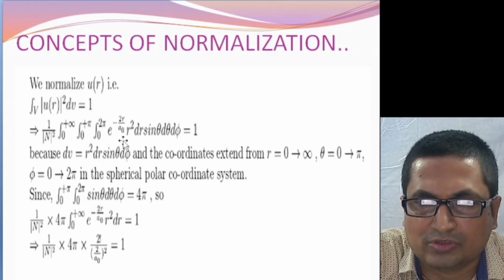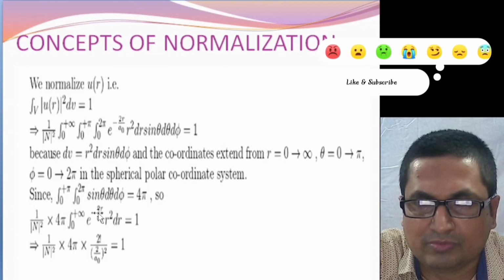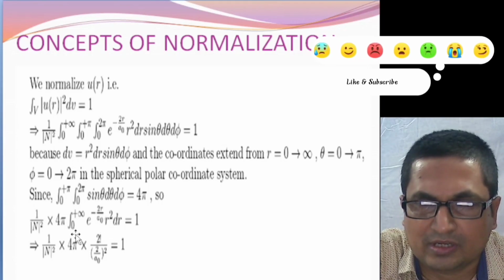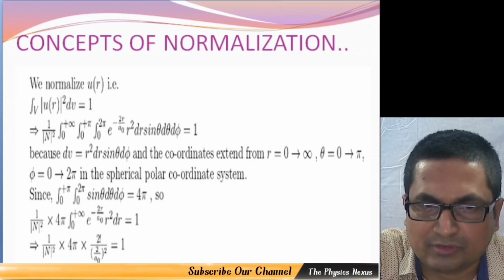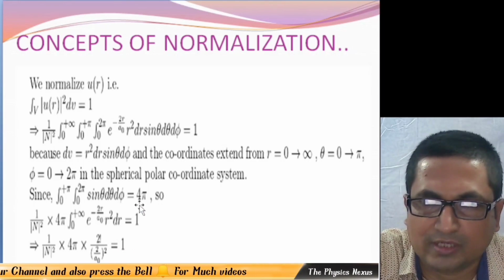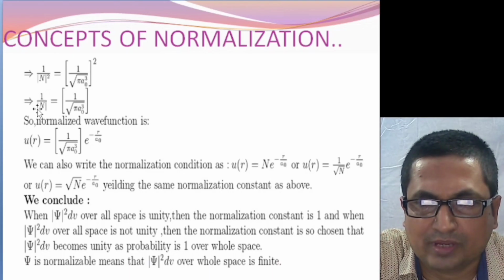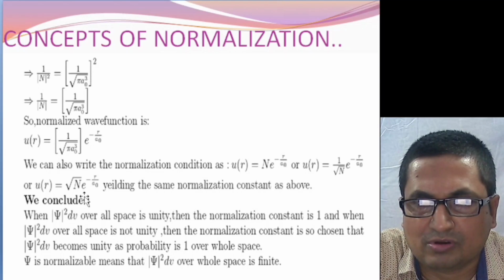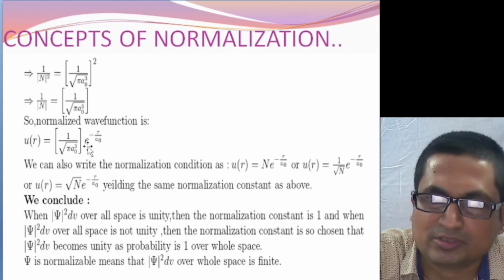So multiplying this quantity by 4 pi, and then the standard integration of e to the power minus 2r by a naught times r squared dr, which we get with the help of the gamma function, gives us 2 factorial divided by (2 by a naught) cubed, and this is equal to 1. Ultimately we find 1 by modulus N squared is equal to this, so our normalization constant is 1 by square root of pi a naught cubed, and our normalized wave function is this.